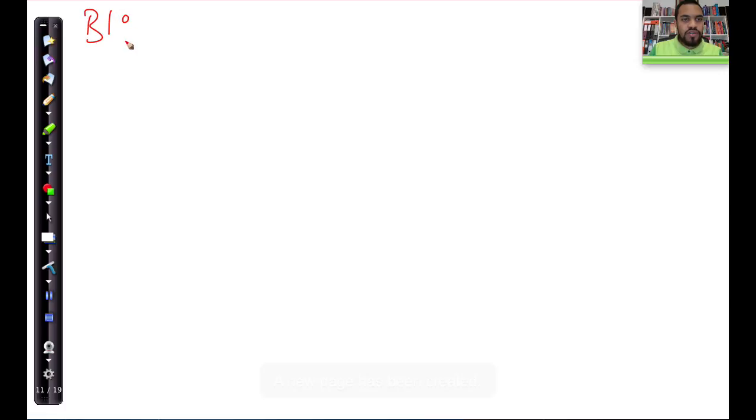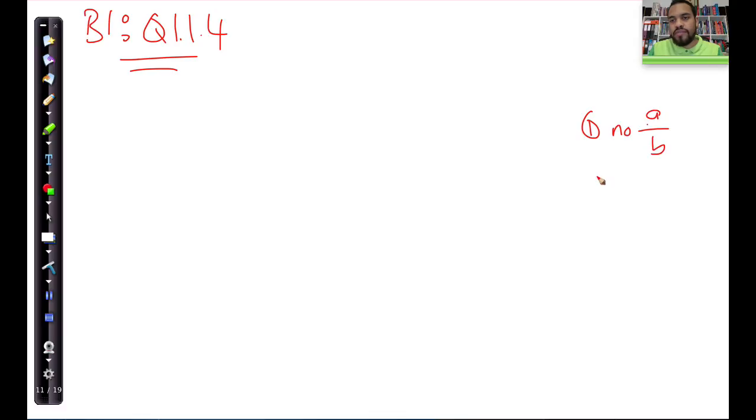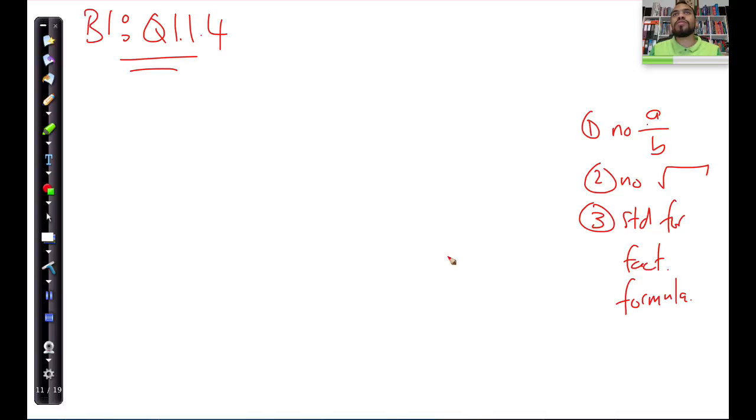Okay, so welcome back, and we are looking at question paper B1, and we are doing question number 1.1.4. If you remember correctly, we had a strategy for quadratics, and I'm going to put it here again. Number 1, no fractions, so use the LCD to get rid of fractions. Number 2, we don't want any square roots, so square both sides. And number 3, you must get it into standard form and then solve by either factorization or formula, one of the two. That's really the strategy that we will use each time.